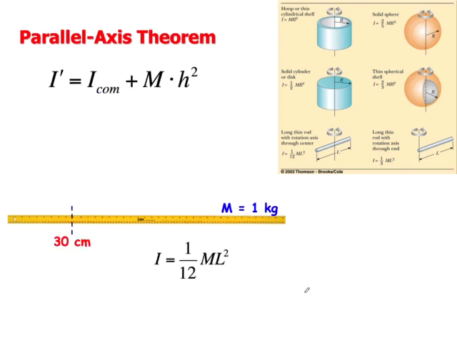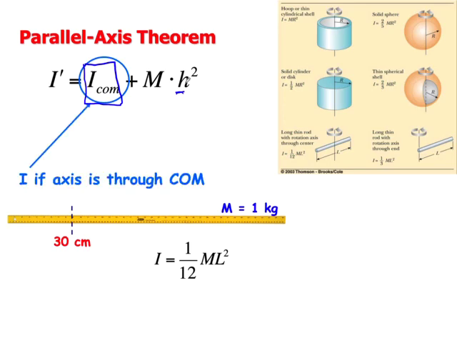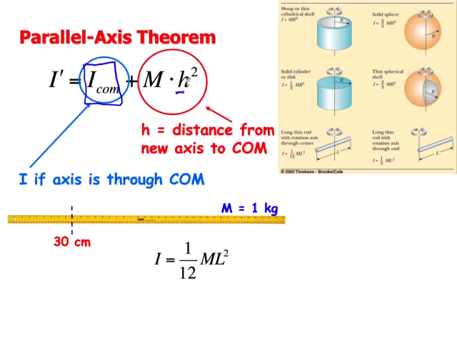The parallel axis theorem states that the new rotational inertia of the object is equal to whatever the rotational inertia was when it rotates through its center of mass, plus m times h squared. And you're like, what is this h thing? Well, here's how you solve it. The h is the distance from the new axis to the center of mass. So how would you solve it down here? Well, the center of mass is over here at 50. If I'm rotating it at 30, my h is this distance right here, which in this case is 0.2 meters.